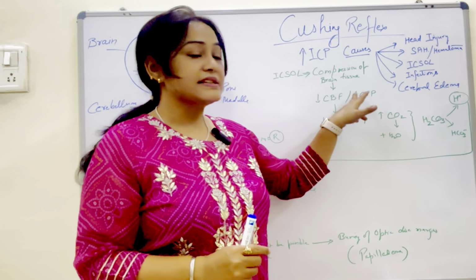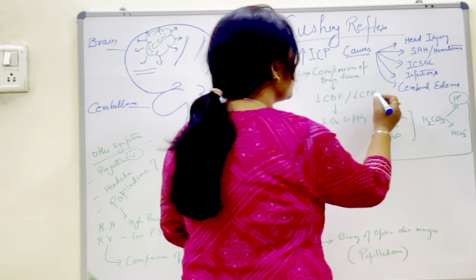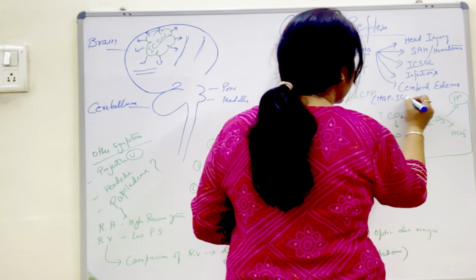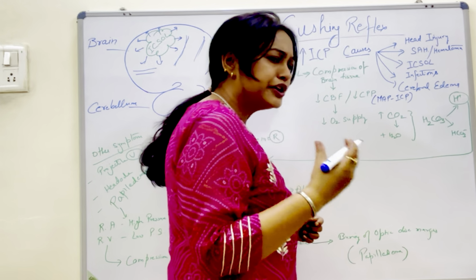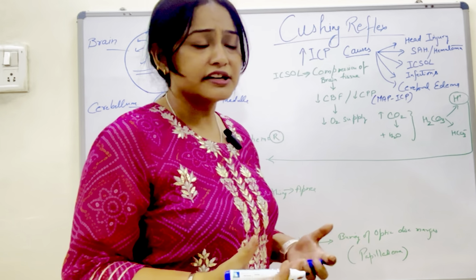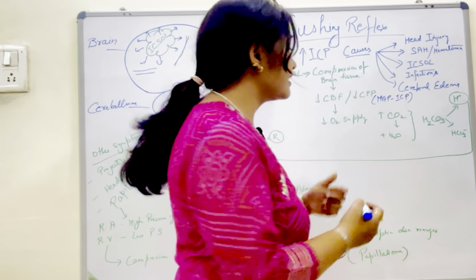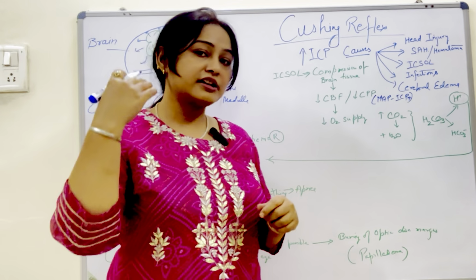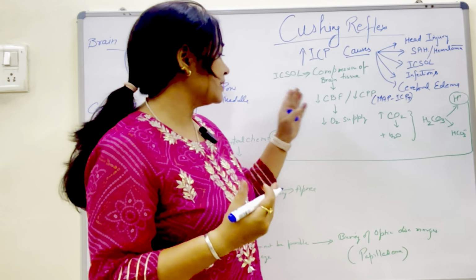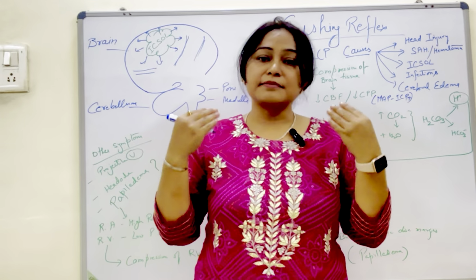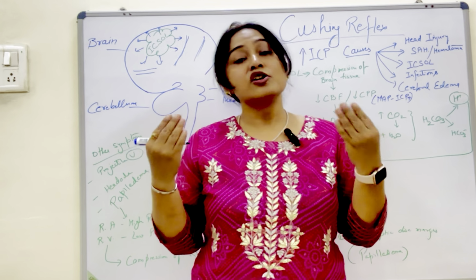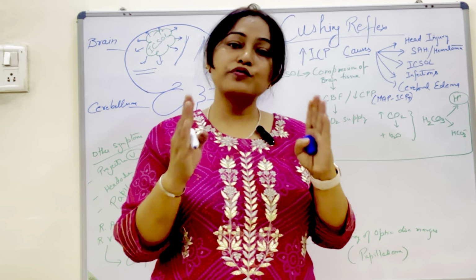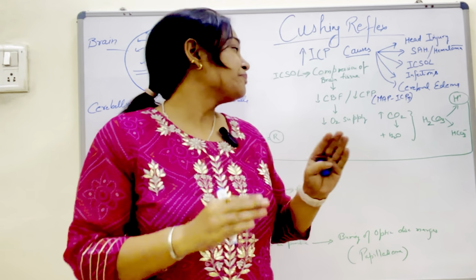What is CPP? CPP is cerebral perfusion pressure. Cerebral perfusion pressure is mean arterial pressure minus ICP. As we all know, because of the tumor, the infection, or other conditions or head injury, the ICP is raised. If the ICP is raised, that means CPP is reduced. So there is a reduction in the cerebral blood flow, and because the blood supplies oxygen to the brain, there is a reduction in the oxygen supply and more CO2 accumulates in the brain parenchyma.